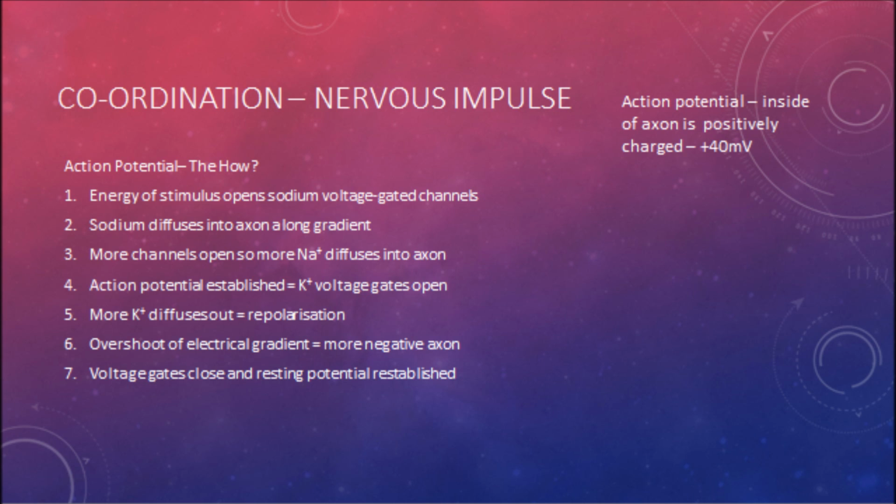With some of the channels open, the electrical gradient is reversed, causing more potassium channels to open. This causes repolarization of the axon, as more potassium ions diffuse from it. The outward diffusion causes a brief hyperpolarization, and the voltage-gated channels shut, preventing further diffusion. Resting potential is re-established as the sodium-potassium pumps actively transport the ions once again.